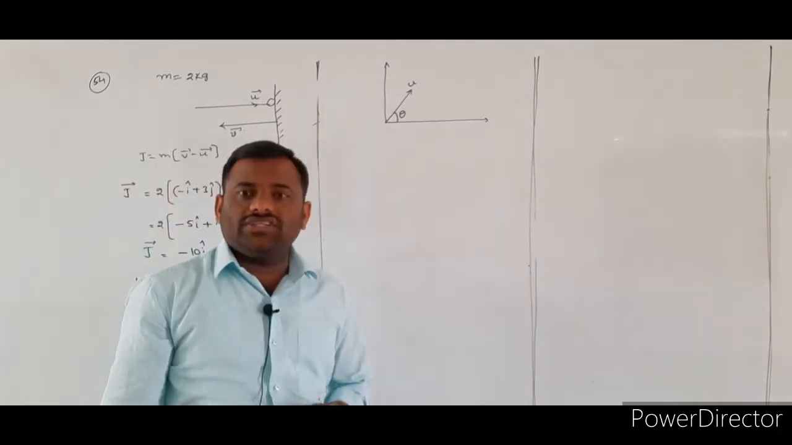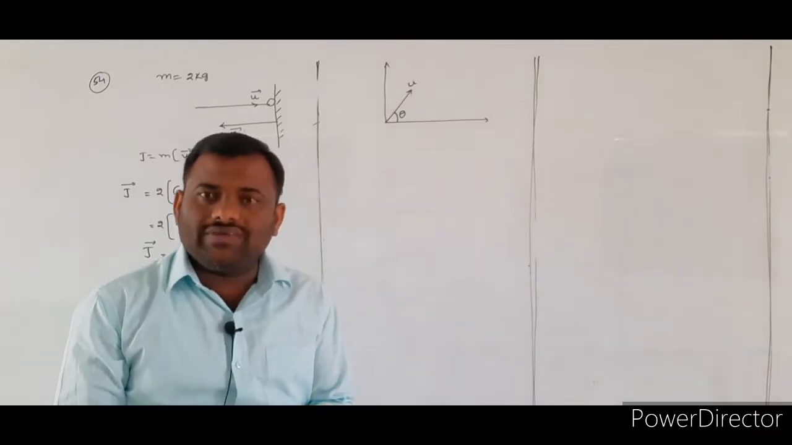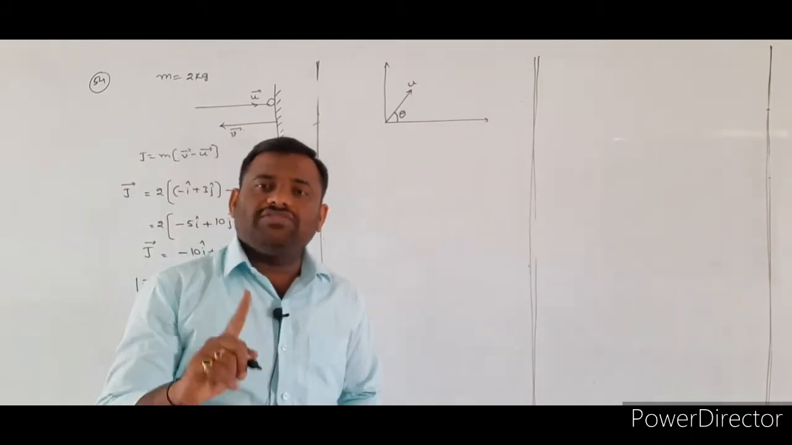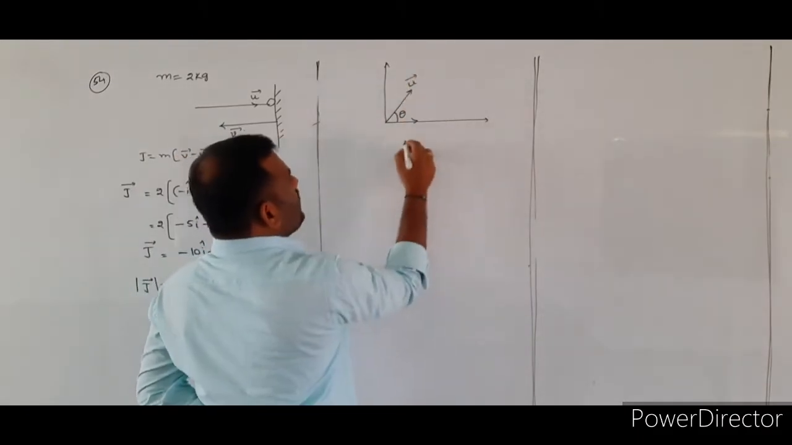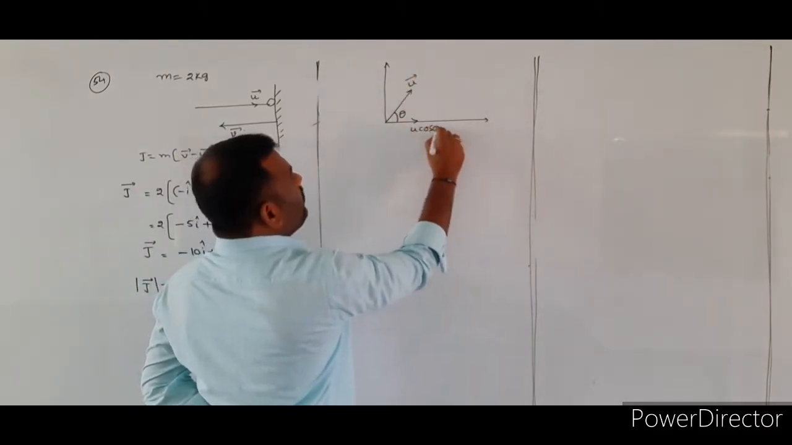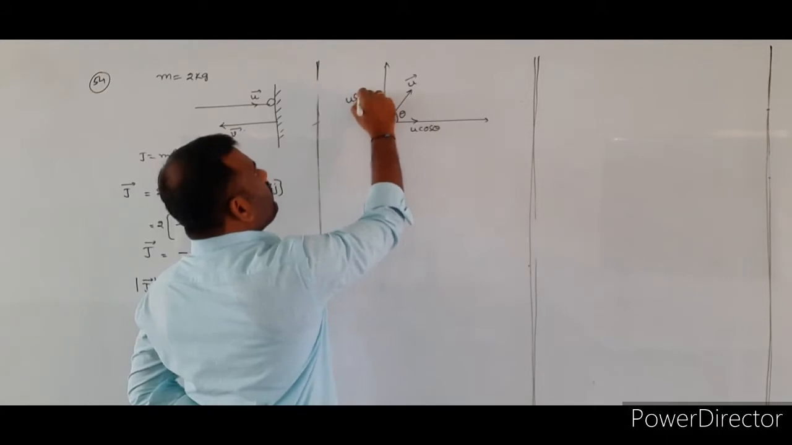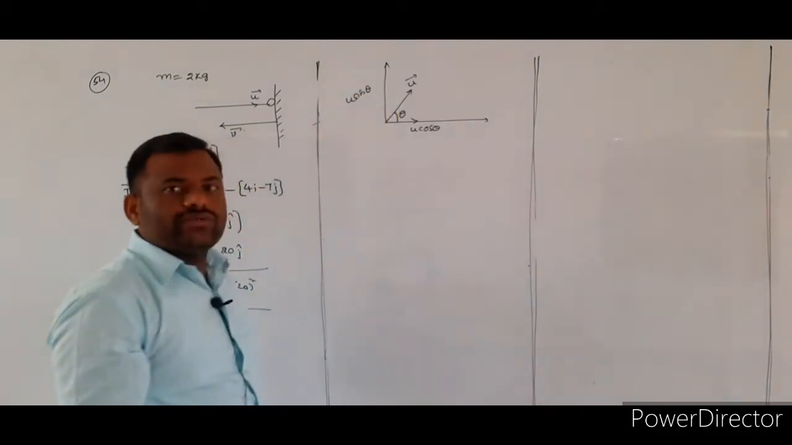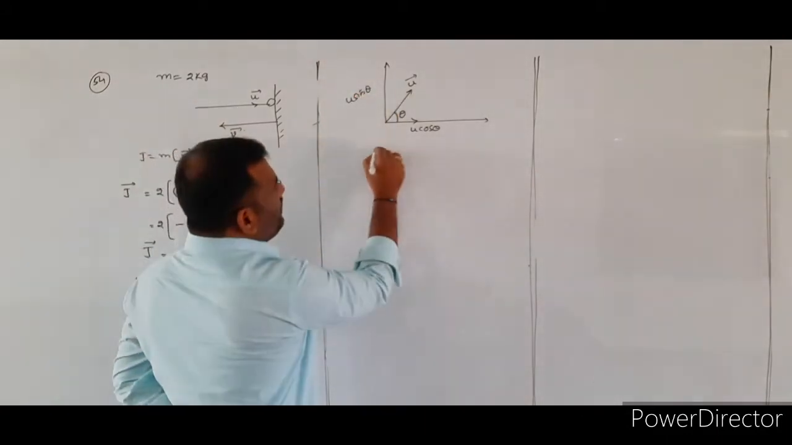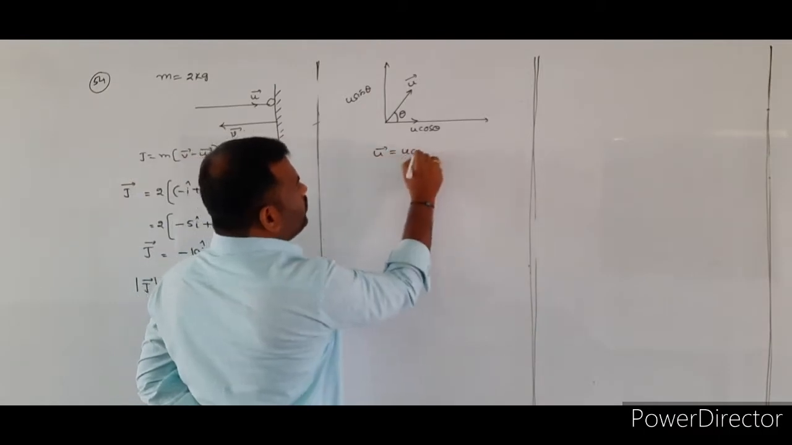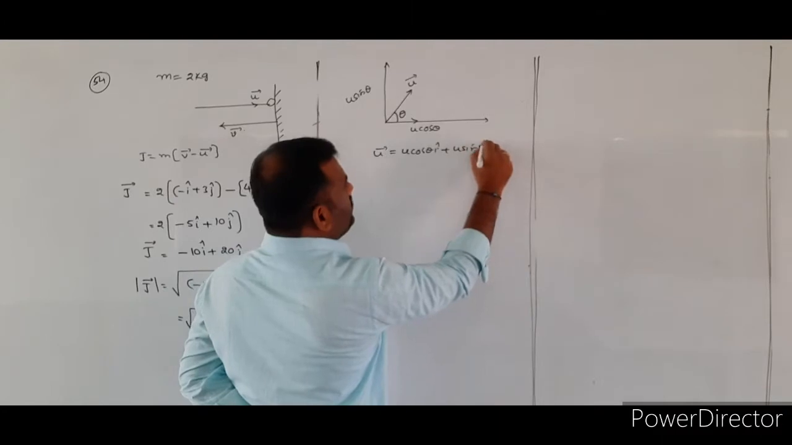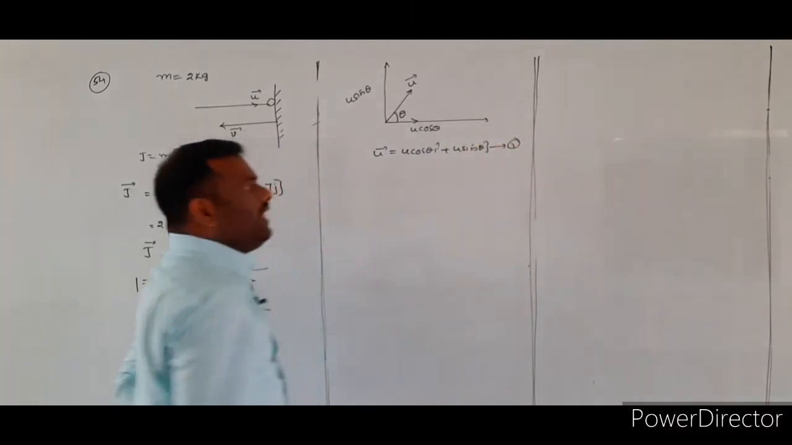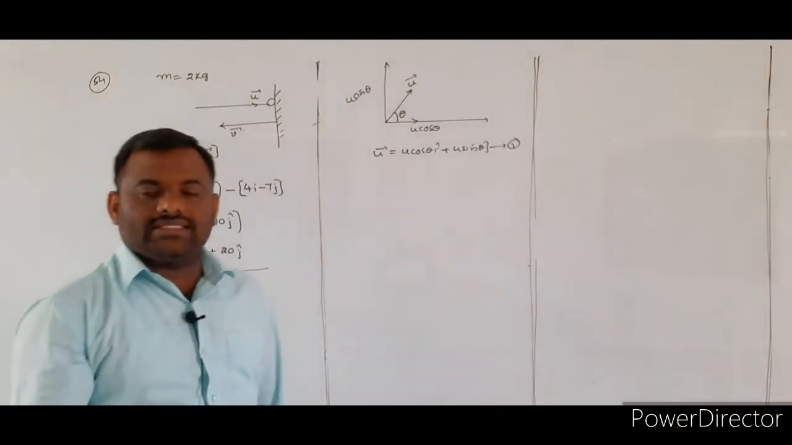To calculate the change in momentum, you have to know the initial velocity vector and the final velocity vector. If you resolve the velocity vector into components, the horizontal component is u cos theta and the vertical component is u sin theta. So the initial velocity vector u bar is equal to u cos theta into i cap plus u sin theta into j cap.